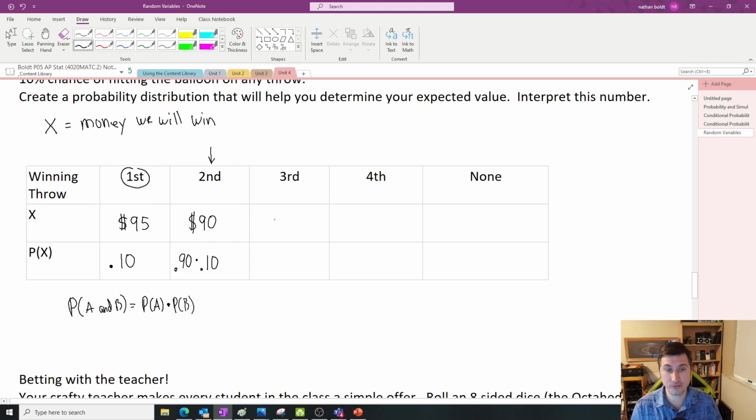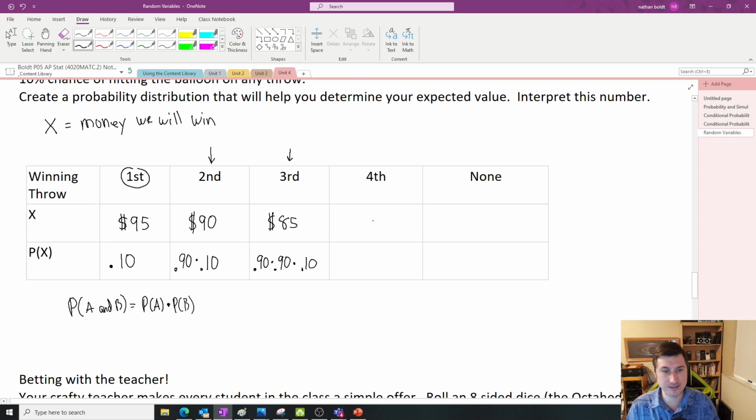All right, third throw, I only make $85. Now, how does that third throw happen? What is this outcome's probability? Well, I missed twice, so 0.90 times 0.90. Those are my two misses. And then don't have two misses. That's illegal. Times 0.10. Your third shot you make.